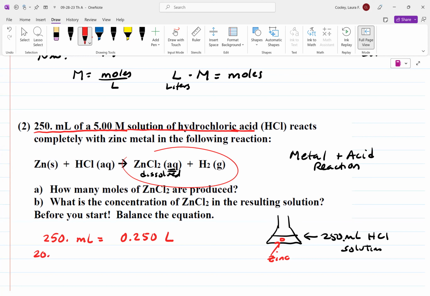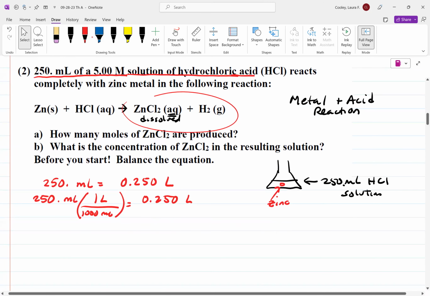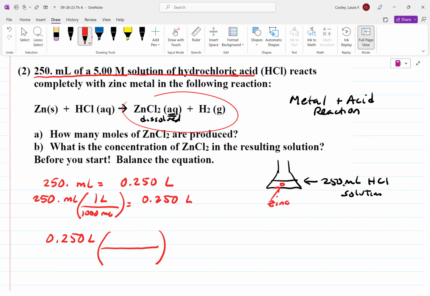If you want, you can do it this way. But we do this so often in this class that I hope you will get used to just moving the decimal point 3 places. And then we'll take that 0.250 liters, and I like to write my molarity in parentheses, because then I can say molarity is moles per liter, and my liters will cancel, right? So that tells me that I'm multiplying by the 5, not dividing by it, because I would get the wrong units. Okay, when you do that, you get 1.25 moles of HCl.